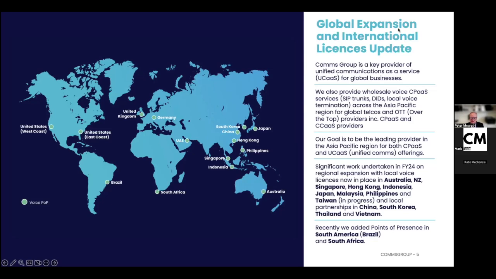Our goal is to continue to work hard within Asia Pacific and become a leading provider for both CPaaS for the wholesale market and UCaaS for the multinational enterprises operating there. And within the last 12 or 18 months, we've now secured licenses across Australia, New Zealand, Singapore, Hong Kong, Indonesia, Japan, Malaysia, and Philippines. We're very close with our Taiwan license. And then in China, South Korea, Thailand, and Vietnam, we have partnerships in place with key providers in those markets.